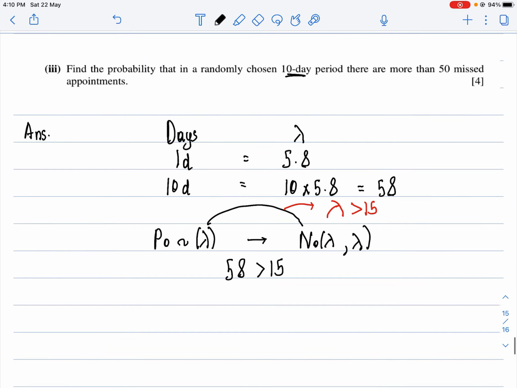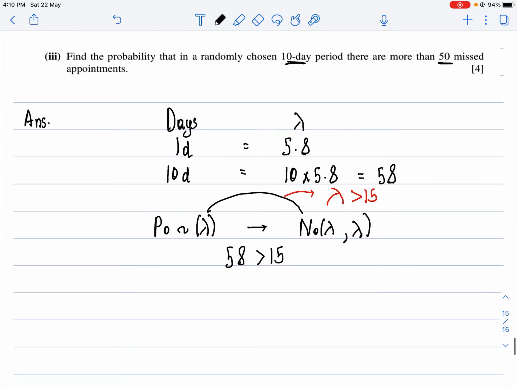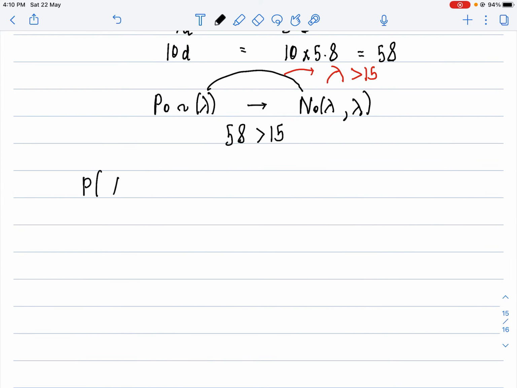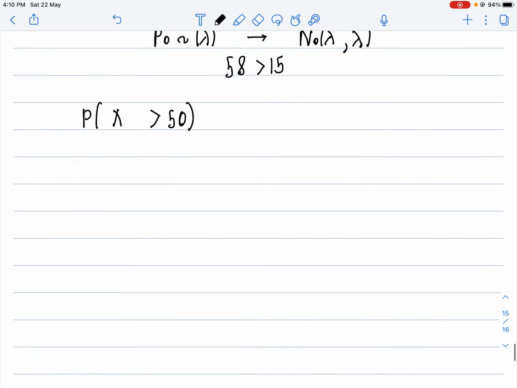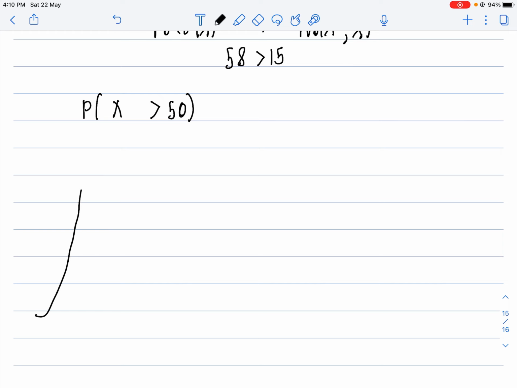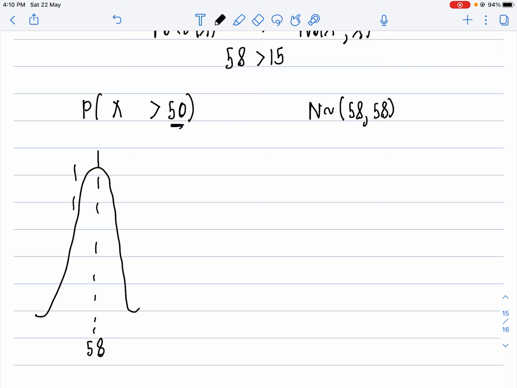Now I need to calculate the probability that there are more than 50 missed appointments, so I need the probability of x being more than 50. Got it? So what I can simply do is make a normal distribution curve. I know my distribution can be written as 58, 58, correct? Because it's always mean comma variance. I know 58 lies somewhere here, and I know 50 lies somewhere here, before the mean, obviously. Now I need the area, or the probability, more than 50. That means I need the area here.